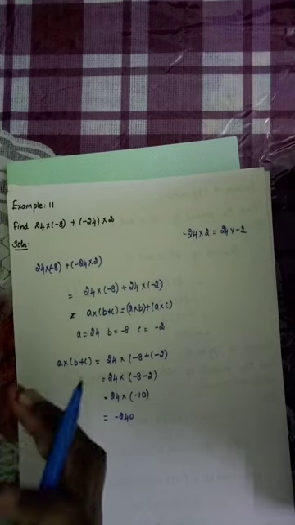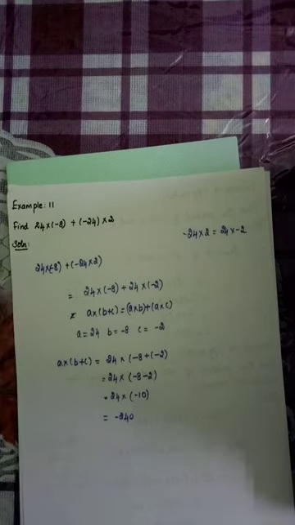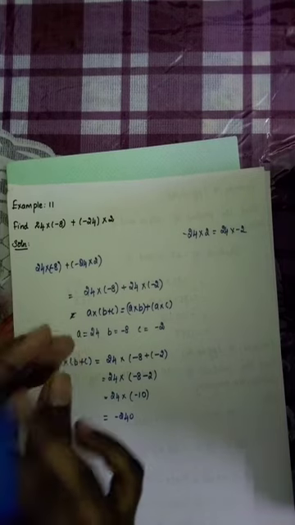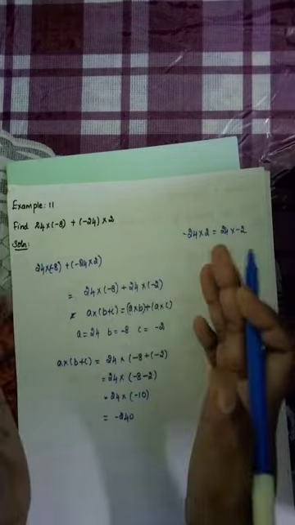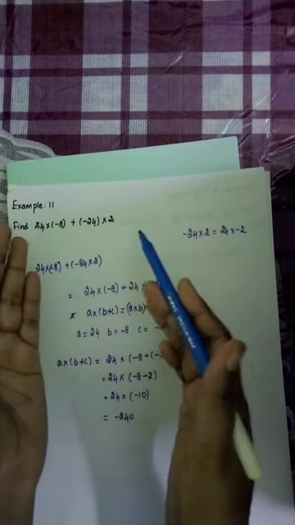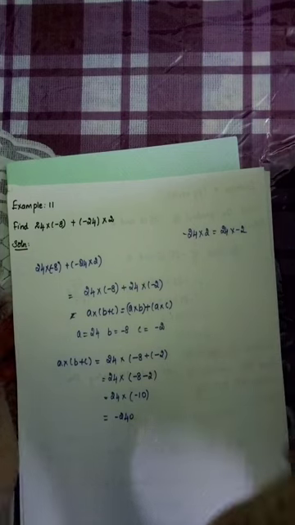In the question, if they simply ask to find the product, no need to use any properties, just simply multiply both the numbers and finally add both the numbers and write the answer. Okay, understand?